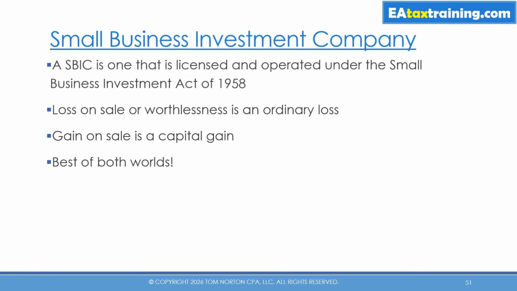We have a similar concept with a small business investment company, or SBIC, and it is one that is licensed and operated under the Small Business Investment Act of 1958. Any loss on the sale or worthlessness is an ordinary loss, and any gain on the sale is a capital gain. So again, it is the best of both worlds. And with this one, there is no limitation. So you don't have that $50,000 limitation like you do with the Section 1244 stock.